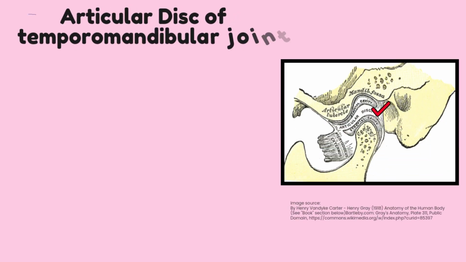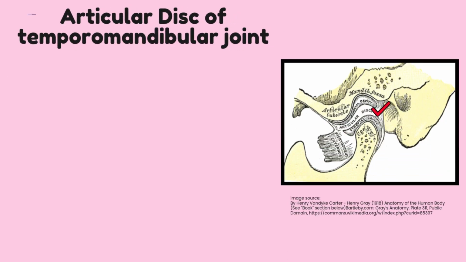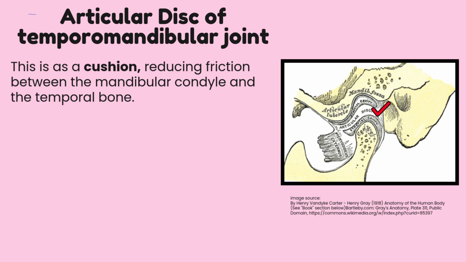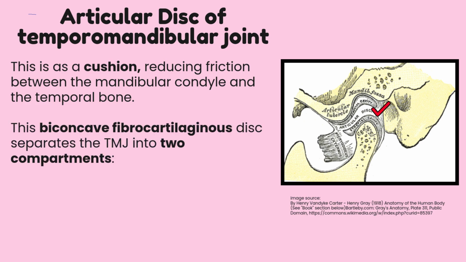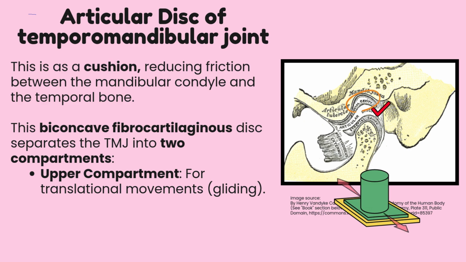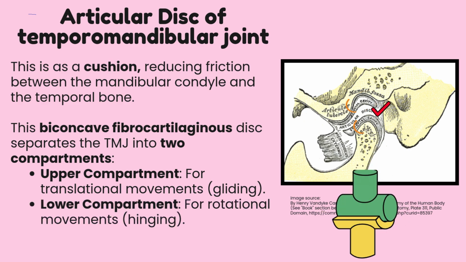What is the articular disc of the temporomandibular joint? It acts as a cushion, reducing friction between the mandibular condyle and the temporal bone. This biconcave fibrocartilaginous disc separates the temporomandibular joint into two compartments. The upper compartment is for translational movements, known as gliding. The lower compartment is for rotational movements, known as hinging.